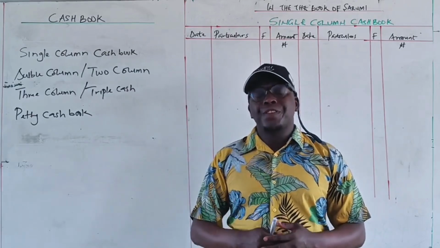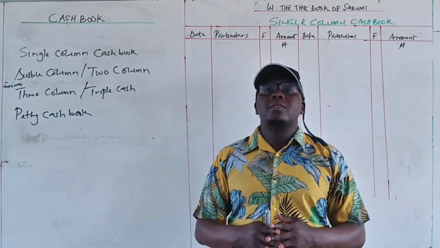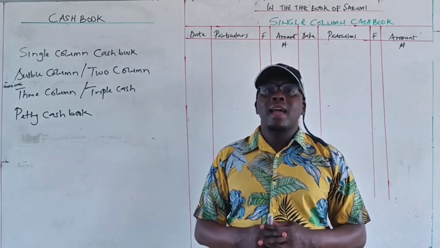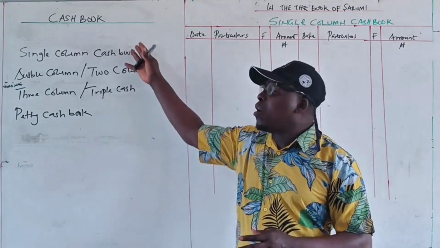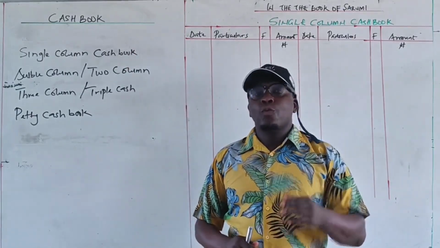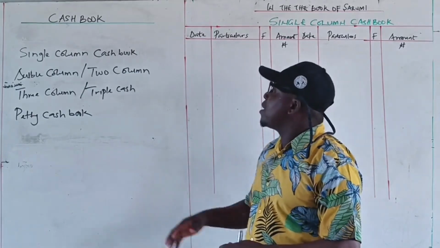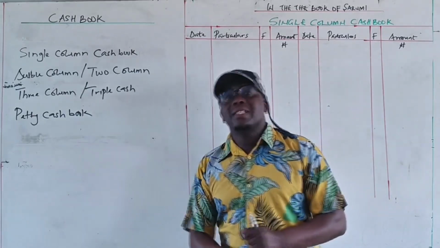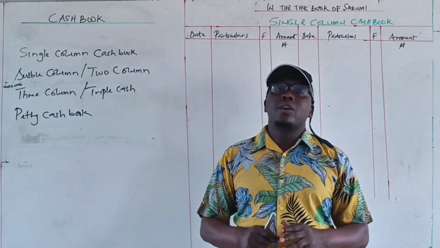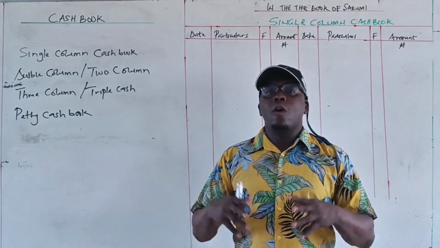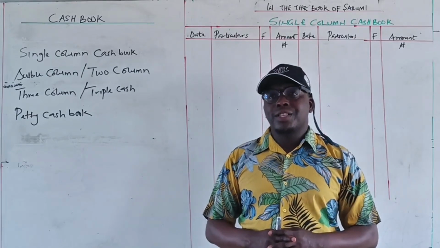In our previous videos, we've discussed the types of discount and the ones we make use of in the cash book, which are discount allowed and discount received. Also, we have the petty cash book, which is used to record minor expenditure of any business organization.